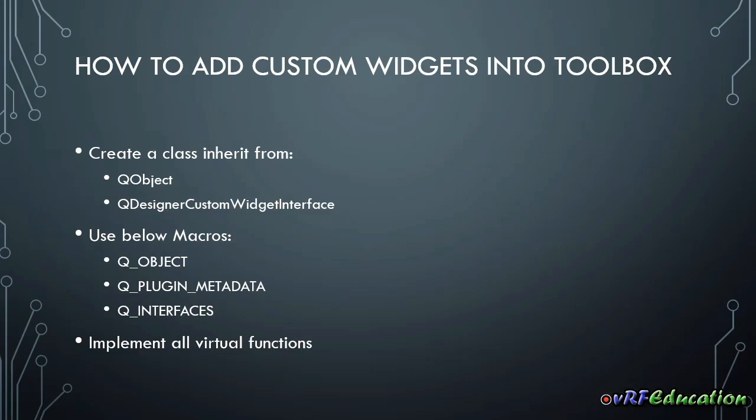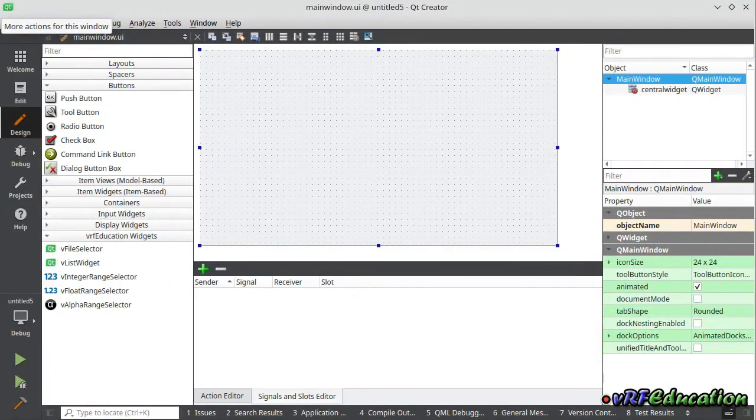And then we are going to see a demo of what we will have at the end of this session. After that, we're going to create this new widget from scratch together. Okay, let's see what we will have at the end of this session. If we pay attention carefully and do everything right, we will have a new group inside our Qt Creator standard widget box named vrfeducation widget. And here, you might have at least one new component or one new widget.